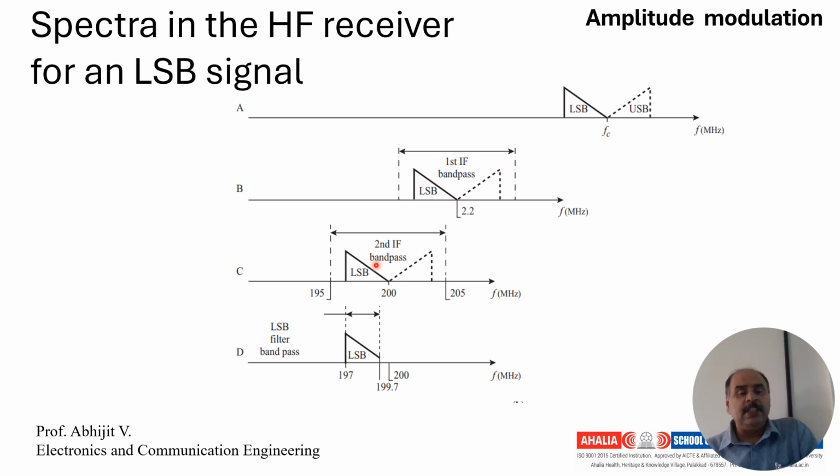Now again, you are passing this through the second intermediate frequency filter, and finally in figure D, the fourth diagram, you can see that all the other frequency components are eliminated and you get the lower sideband alone received. In a USB receiver, it would be the other way around.